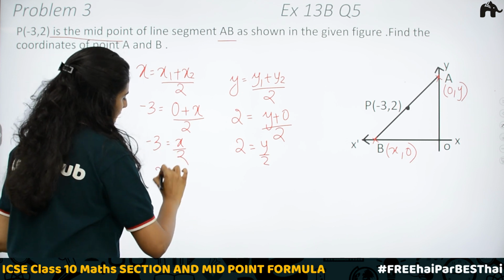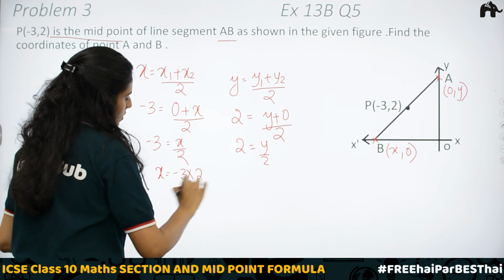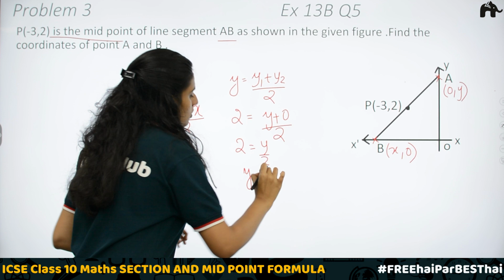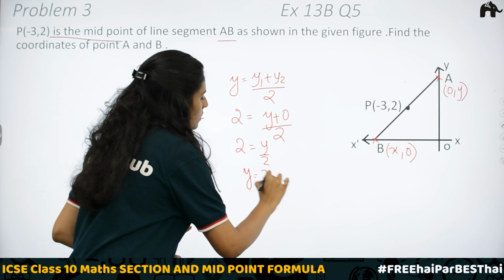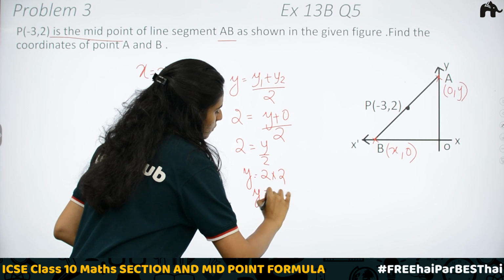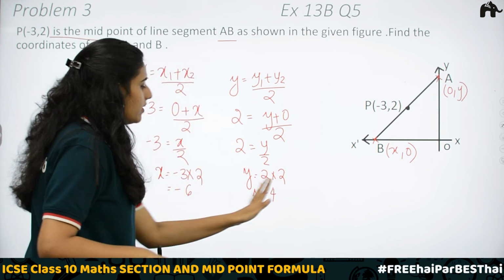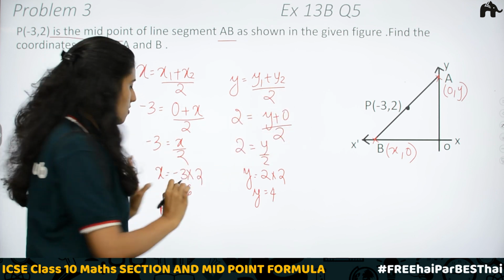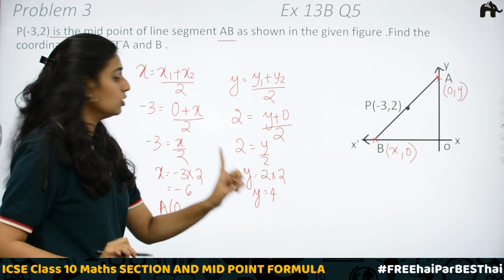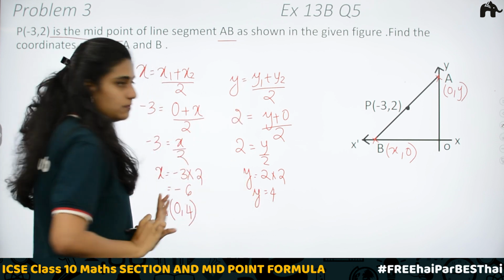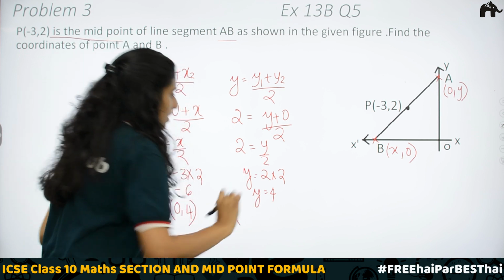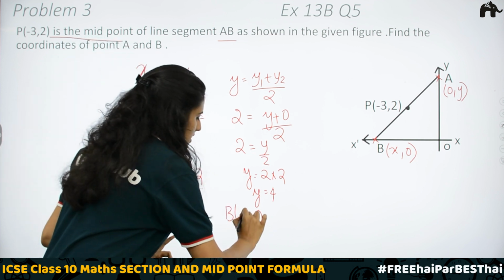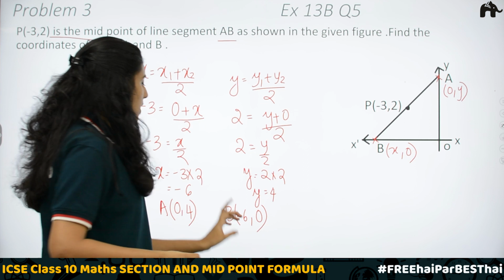Cross multiplying, we get x is equal to minus 3 into 2, which is minus 6. And y is equal to, on cross multiplying, taking this 2 to the opposite side, 2 into 2, y is equal to 4. We got the values of x and y. Then, what is point A? Coordinates of point A, 0 and the y coordinate, y value is 4. 0, 4. What about B? B, y coordinate is 0 and the x value we have determined, which is minus 6. Coordinates of point B are minus 6, 0.